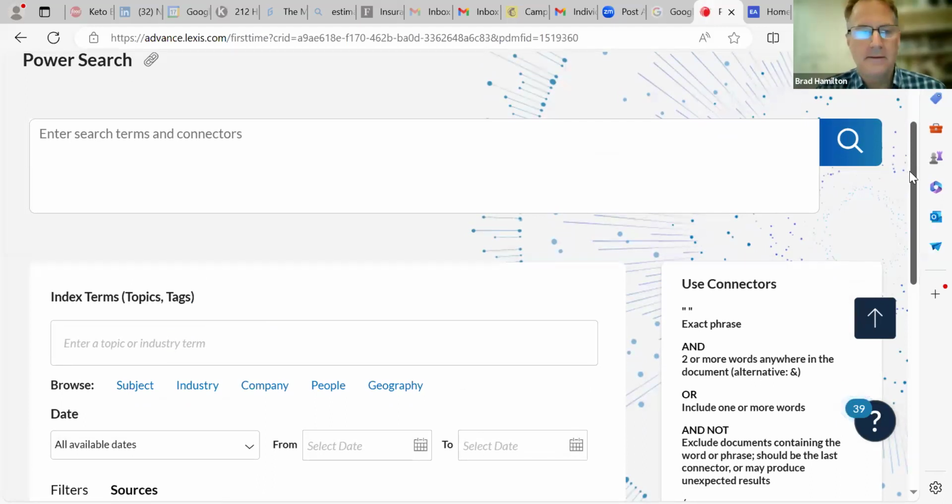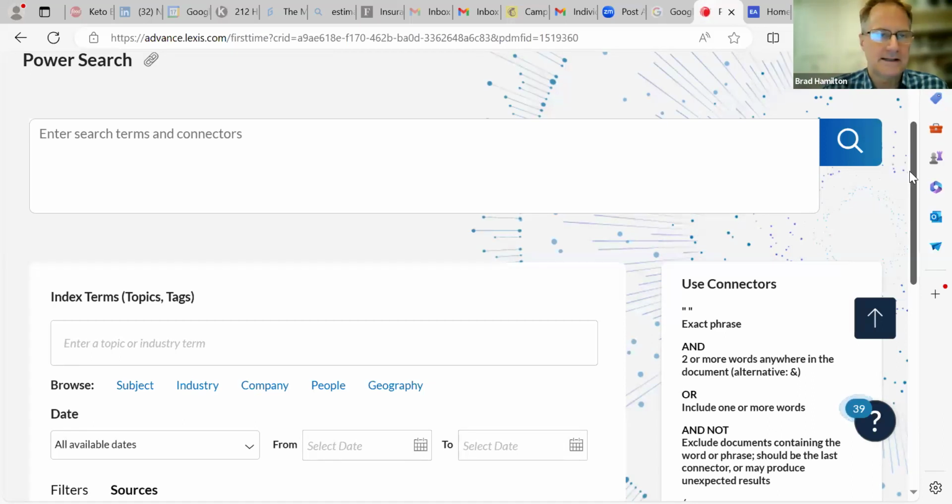LexisNexis and Factiva are competing services. So news organizations will sometimes have one or the other or both. Factiva is run by Dow Jones. LexisNexis is run by Reed Elsevier. So they're just basically different services, and not all of the articles that you might want from the whole world that's out there are going to be found on both of them.